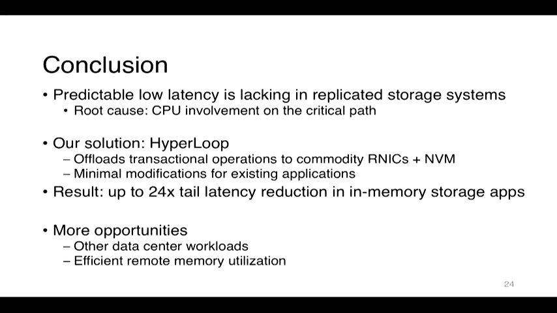To conclude the talk, predictable low latency is lacking in replicated storage systems today. And the root cause was CPU involvement on replicas. To solve this problem, we propose HyperLoop that accelerates transactional operations by offloading them to a group of NICs with the support of NVM. And we showed that it can be applied to existing applications with minimal modifications and reduce both average and tail latency.